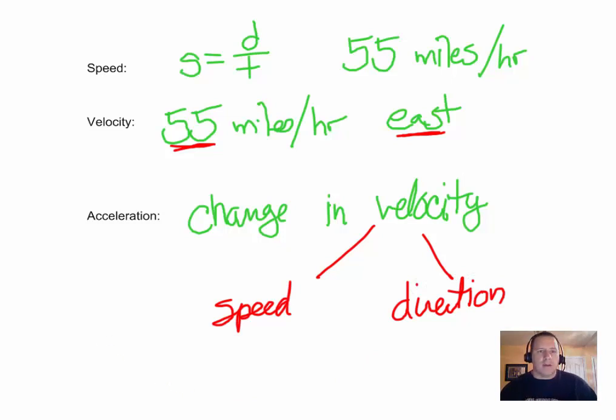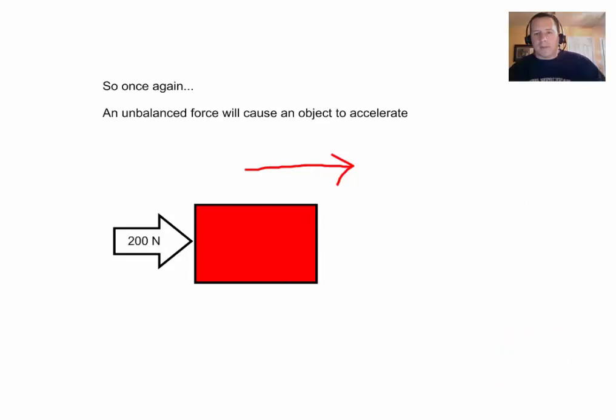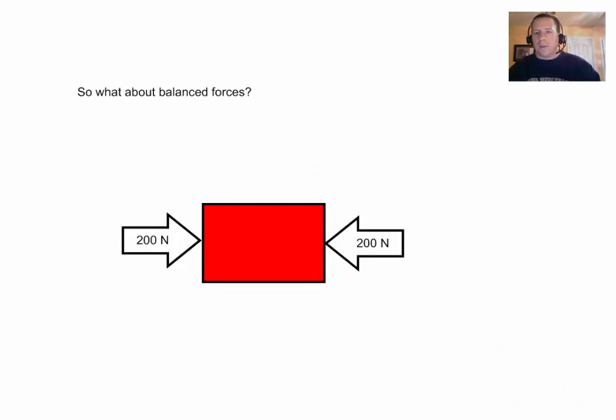Let's look at some examples. So here we have an unbalanced force. And an unbalanced force we know is going to cause an object to accelerate. It's going to accelerate in this direction. You have 200 newtons of force. There are no other forces acting on this block that would cause it to be a balanced force. So unbalanced forces accelerate.